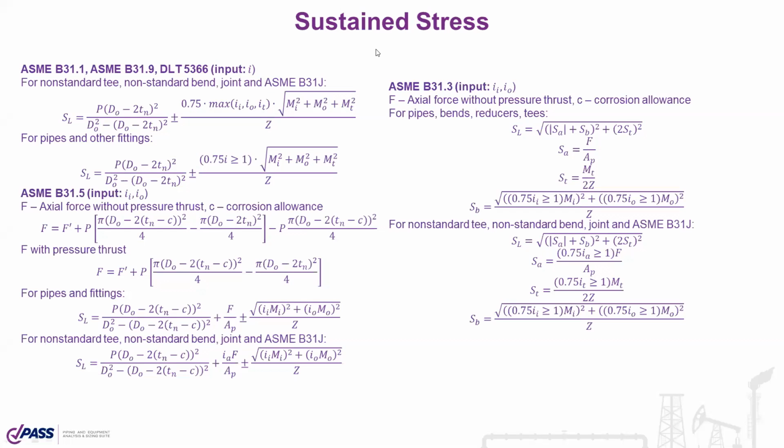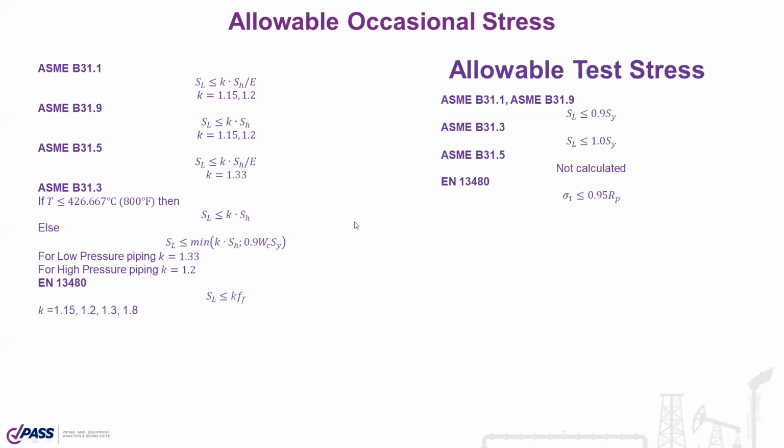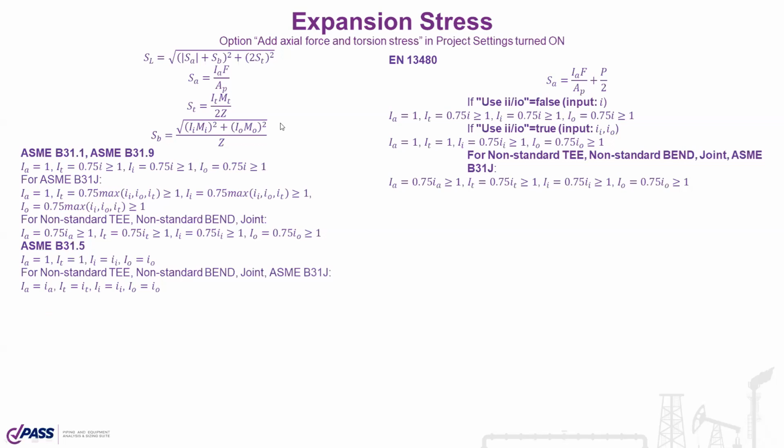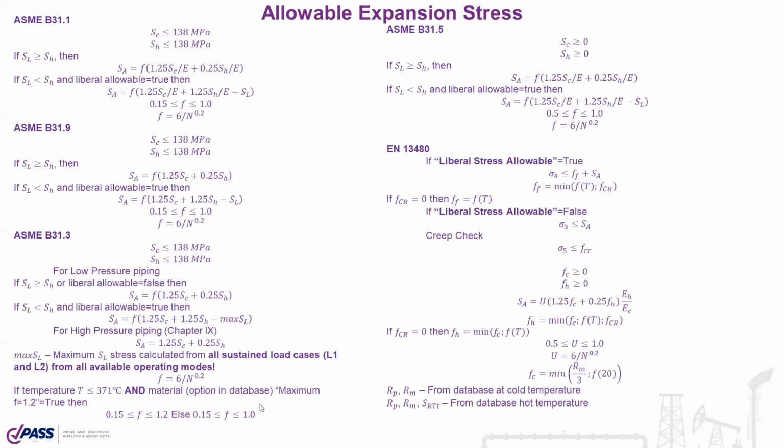We need to calculate the sustained stresses according to the various codes, according to the following equations that you see on the screen. This is the allowable sustained stresses according to different piping codes. Also, we need to calculate the occasional stresses from wind loads, for example, seismic loads, and other types of occasional loads. And we need to check also the stresses in the test loading conditions. Also, we need to check the expansion stresses according to various codes. This is the expansion stresses according to some codes that are implemented in StarProf software, and the allowable expansion stresses.